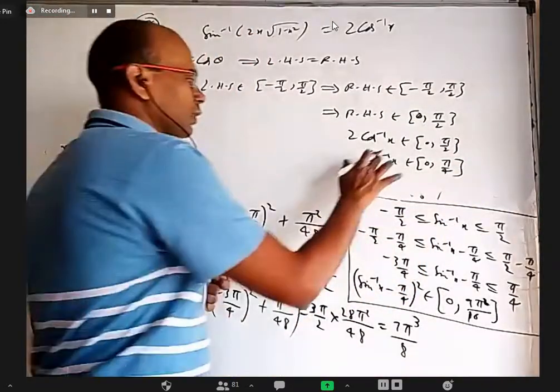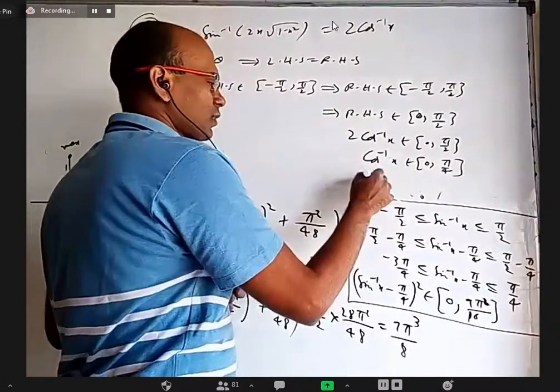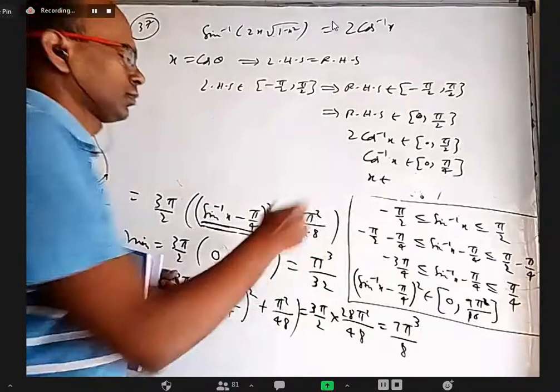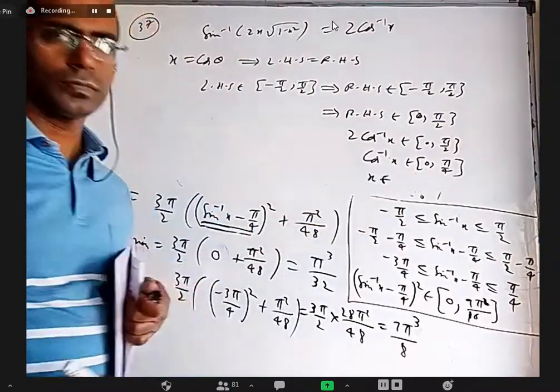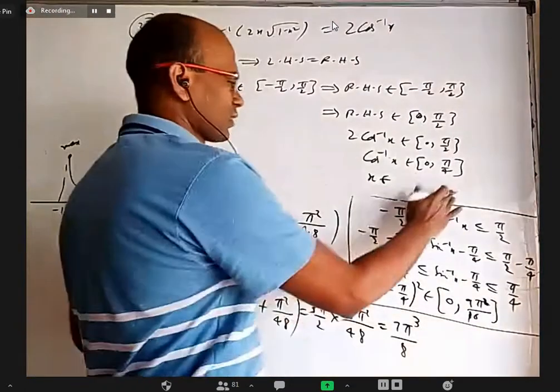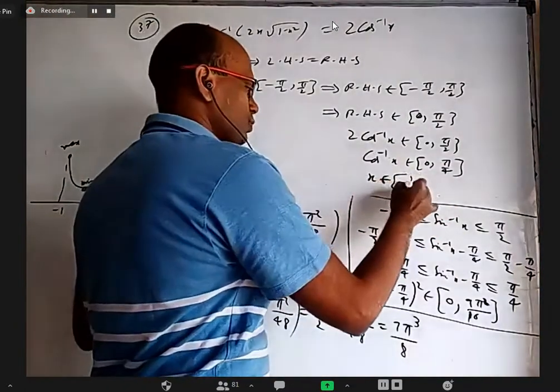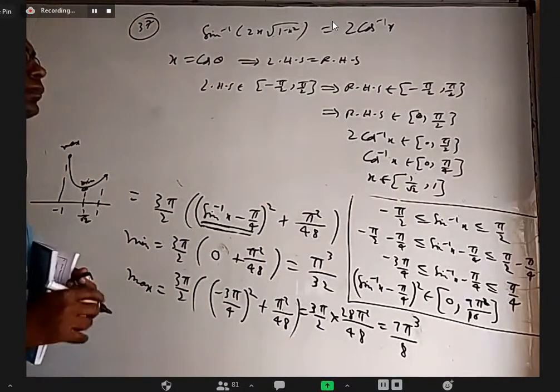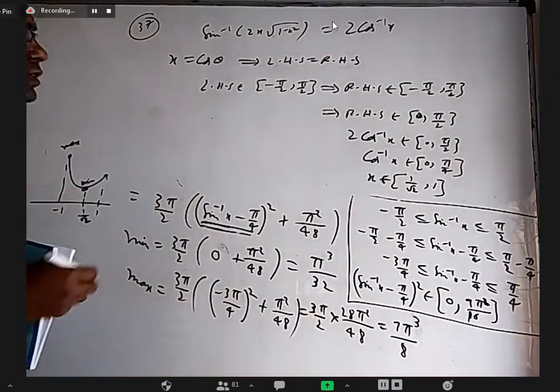And cos inverse x belongs to 0 to pi by 4 means x belongs to cos 0 and cos pi by 4. What is cos 0? 1. And cos pi by 4 is 1 by root 2, and we should write the smaller value first. So instead of saying 1 to 1 by root 2, I should write 1 by root 2 to 1. So between x equal to 1 by root 2 to 1, it is 2 cos inverse x.